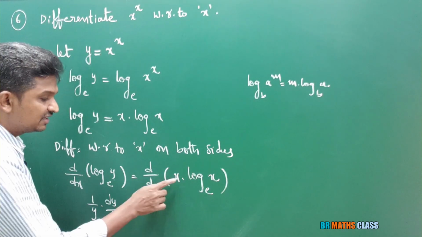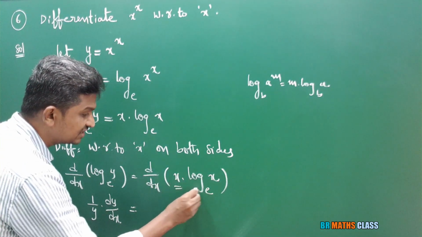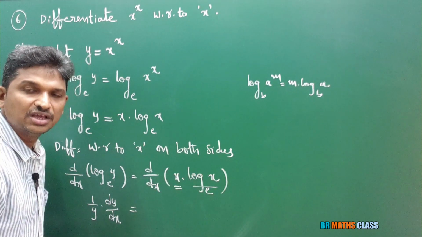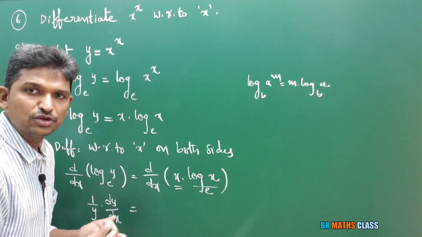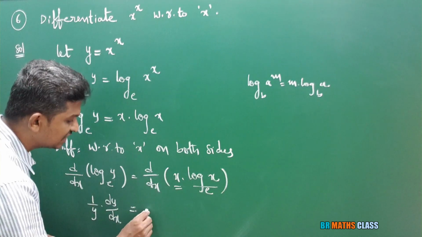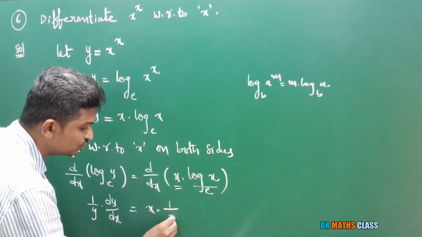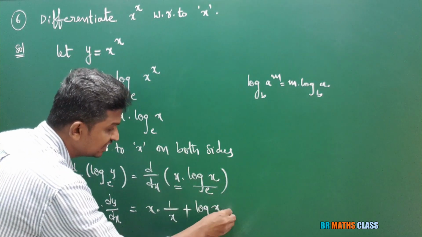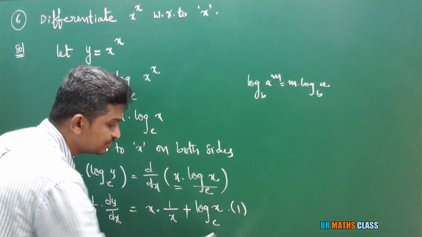Now coming to this part, d by dx of x into log x base c. Here a product of two functions is there: x is the first function, log x base c is the second function. What is the product rule? d by dx of uv is u into derivative of v plus v into derivative of u. So first function x into derivative of second function, the derivative of log x base c, which is 1 by x, plus second function log x base c into derivative of first function. Derivative of x with respect to x is 1.